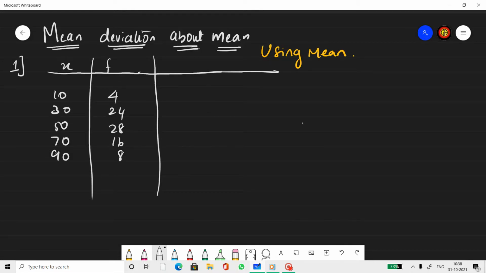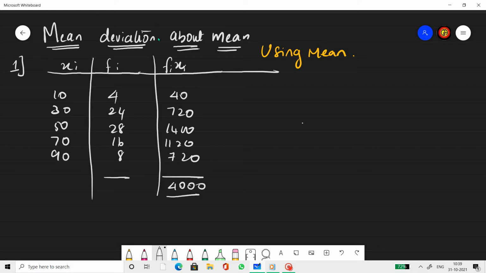Okay, so here I'm going to start with mean deviation about mean using actual mean. So first I'm going to find the mean here. As we all know, to find mean I'm going to use the sigma fi xi by sigma fi formula. So multiply x and f and make a column for fx, or you call it fi xi. So 10 into 4 is 40, 30 into 24 is 720, 50 into 28 is 1400, 70 into 16 is 1120, and 90 into 8 is 720. The total of this is 4000, and the total of f is 80.